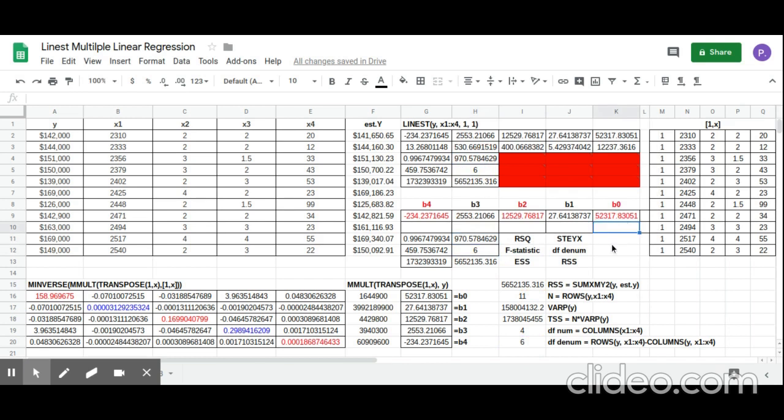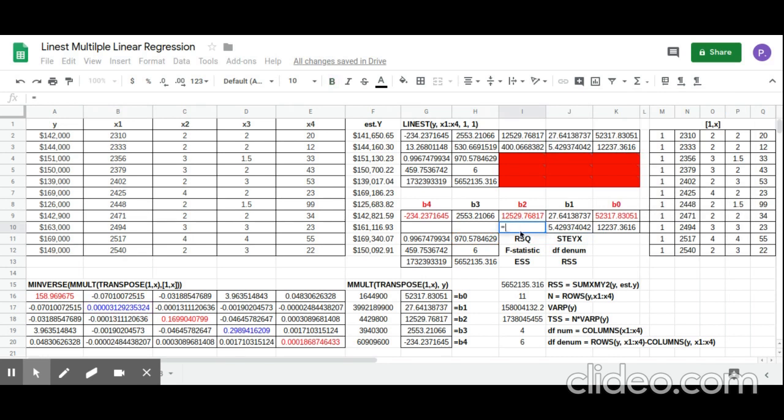Now we can calculate the standard error values of our coefficients. The standard error value of the y-intercept is equal to the standard error of the estimate times the square root of this value, which matches our LINEST output. The standard error value of slope 1 is equal to the standard error of the estimate times the square root of this value, which matches our LINEST output.